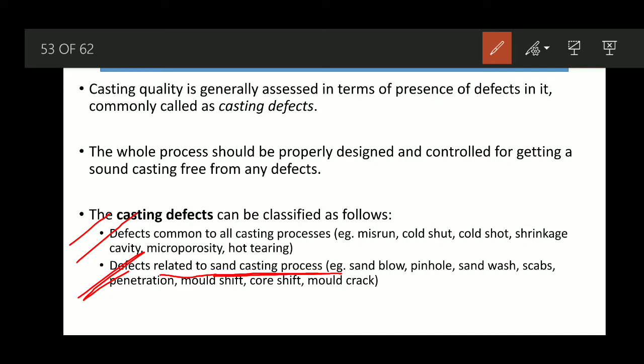Okay, so all those binding and proper binding of the sand, all those things play an important role. And now we get some defects which are specific to sand casting, like sand blow, pinhole, sand wash, scab, penetration, core sieve, mold sieve, etc., or sometimes even cracking of the mold that we make.